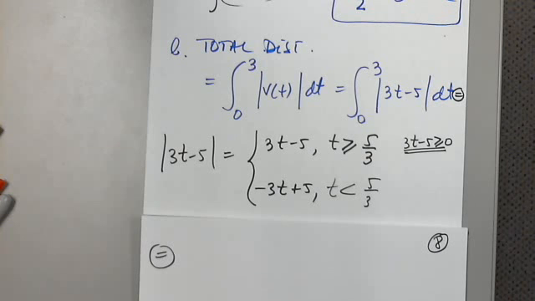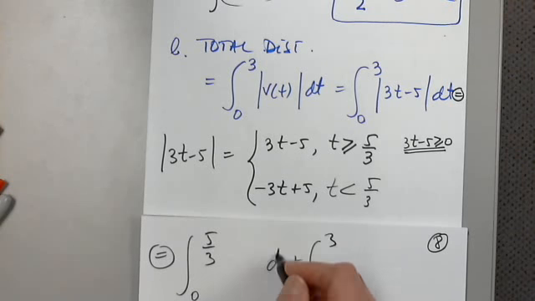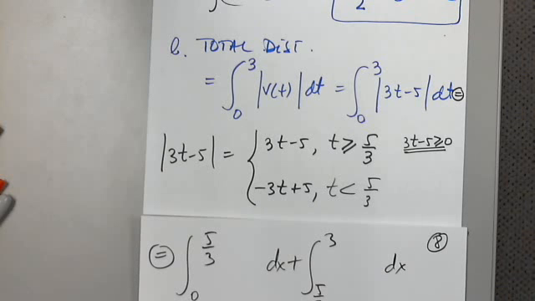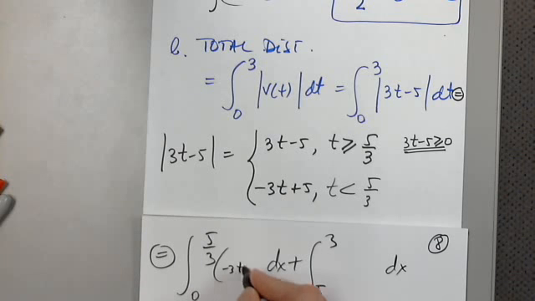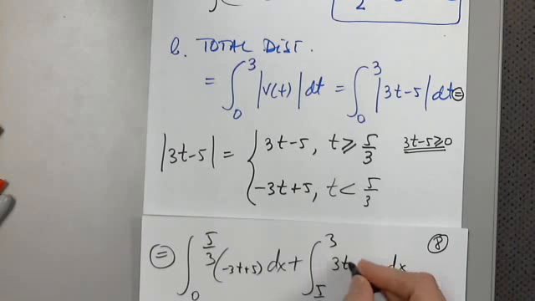Would it be the integral from 0 to 5/3 plus the integral from 5/3 to 3? Absolutely. So we have to break it up because the function is broken up. So below 5/3, I have negative 3t plus 5. And after 5/3, I have 3t minus 5. Totally different functions for different intervals. So that's why I have to break it up into 2 parts.